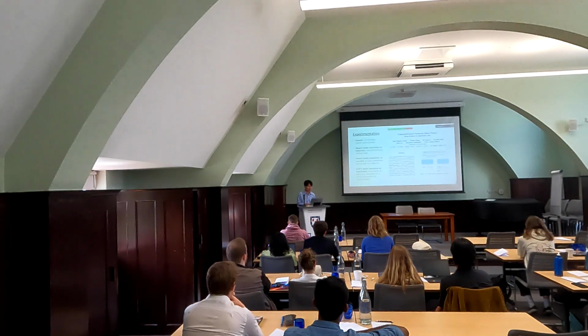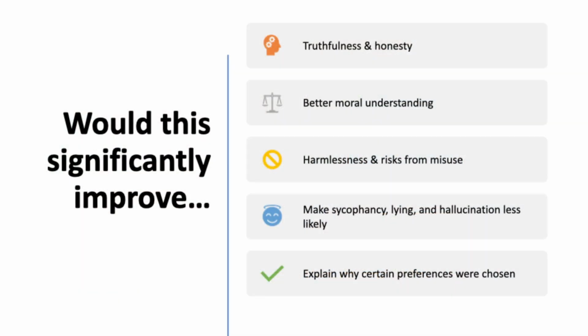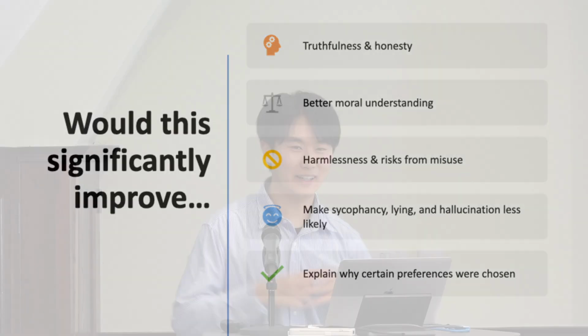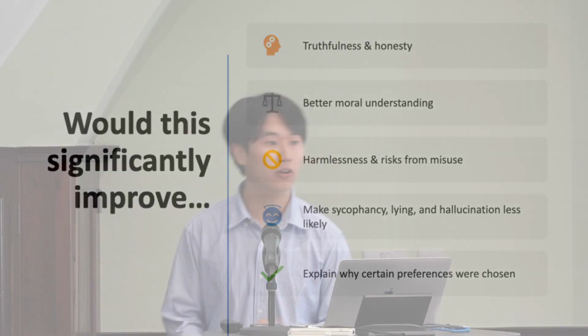So questions still remain about whether or not this would improve any of these things that we care about, like truthfulness and honesty, which is something that I ditched, but now I'm putting back up there. Maybe if you fine-tune on, or build a reward model that can incentivize truthfulness and honesty, you get a model that's more truthful. Also better moral understanding, harmlessness and risks for misuse, or making certain things like sycophancy, lying, and hallucination less likely, or explaining why certain preferences were chosen. These are all hopes of the project.